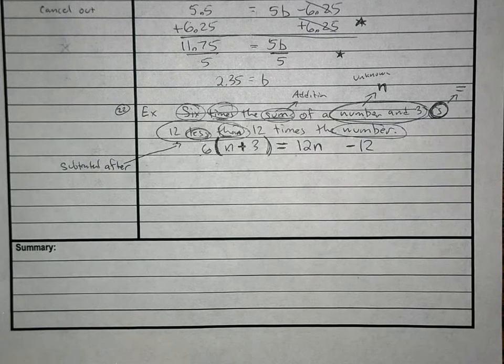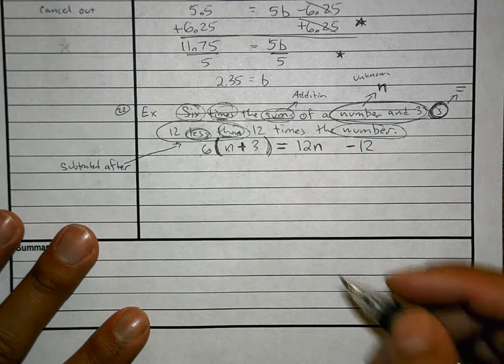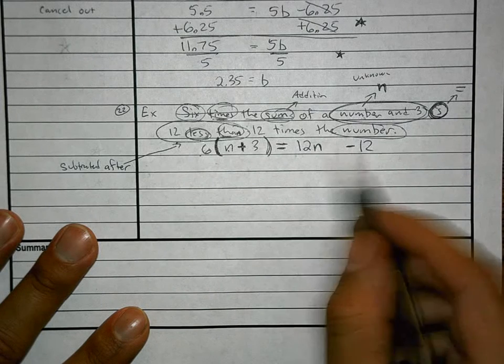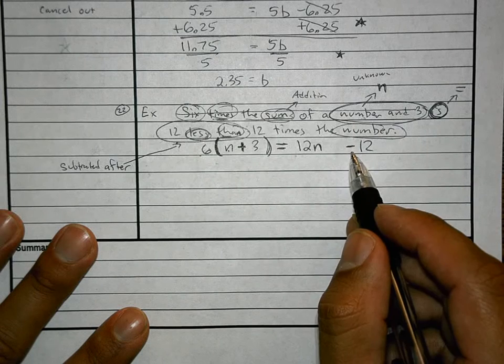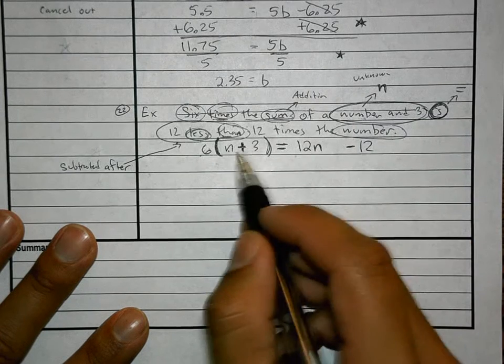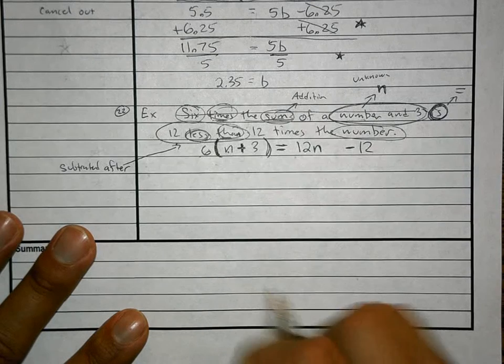Presley, I haven't asked you a question. What would you do next? Combine it or subtract. Can you put the 12n together and then minus 12? No. Good. Can I put the n together with a 3? No. Good. So we can't combine like terms.